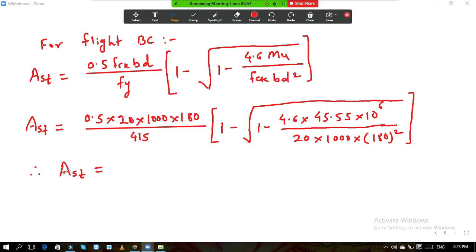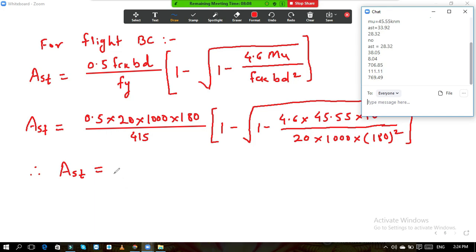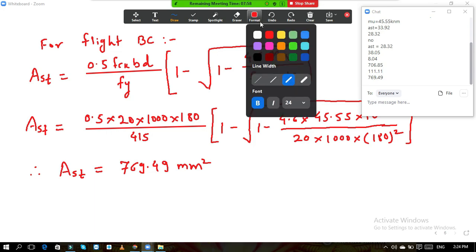Now calculate. Let me know the answer. 769.49, okay, 769.49 mm square. So this is the AST. Now again do the same procedure.